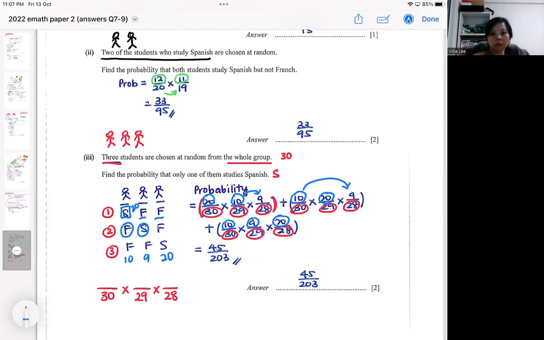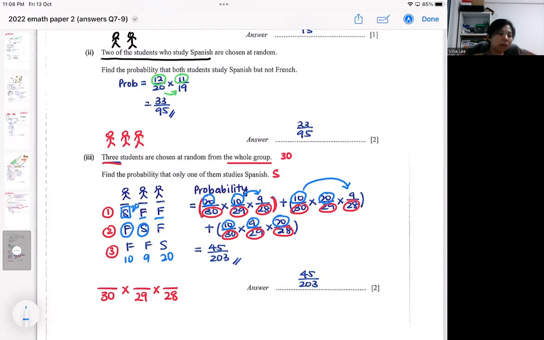So there are 3 cases out of the 3 students that will match this condition. So 3 students, only 1 Spanish. So list out the cases in a very logical way, investigate each case and then you add them up. And because this is without replacement, you can handle the denominator first. So essentially you don't need to go and draw three diagrams.